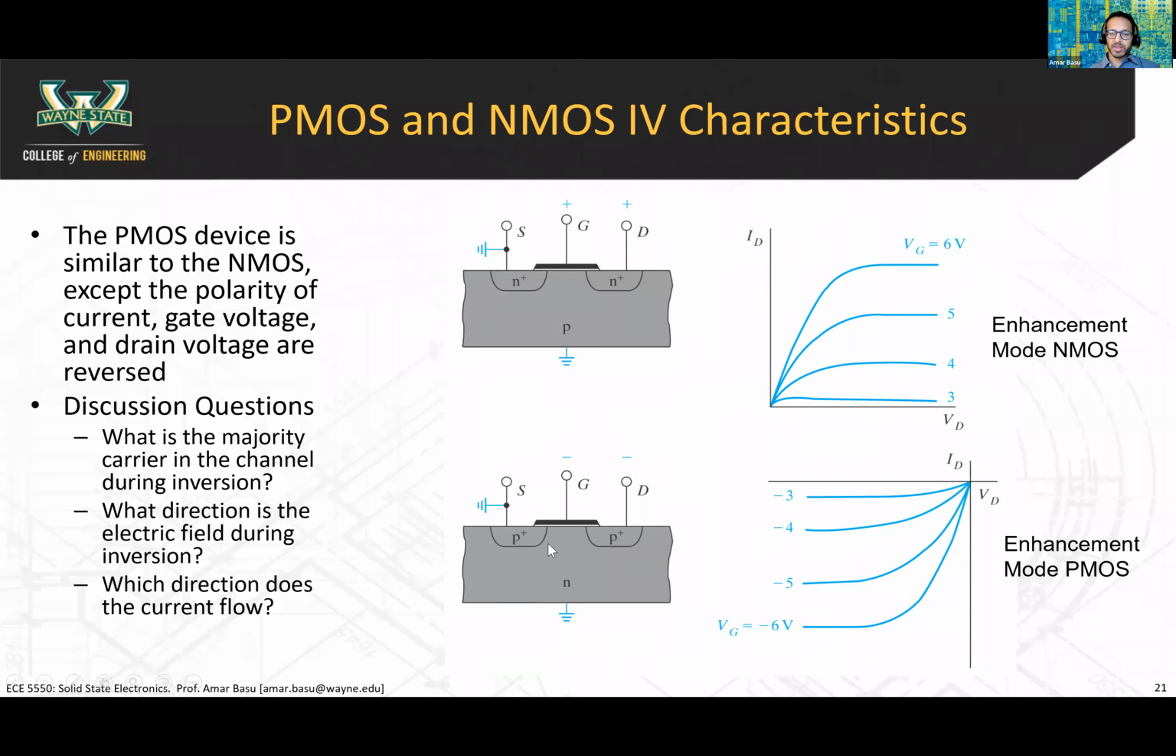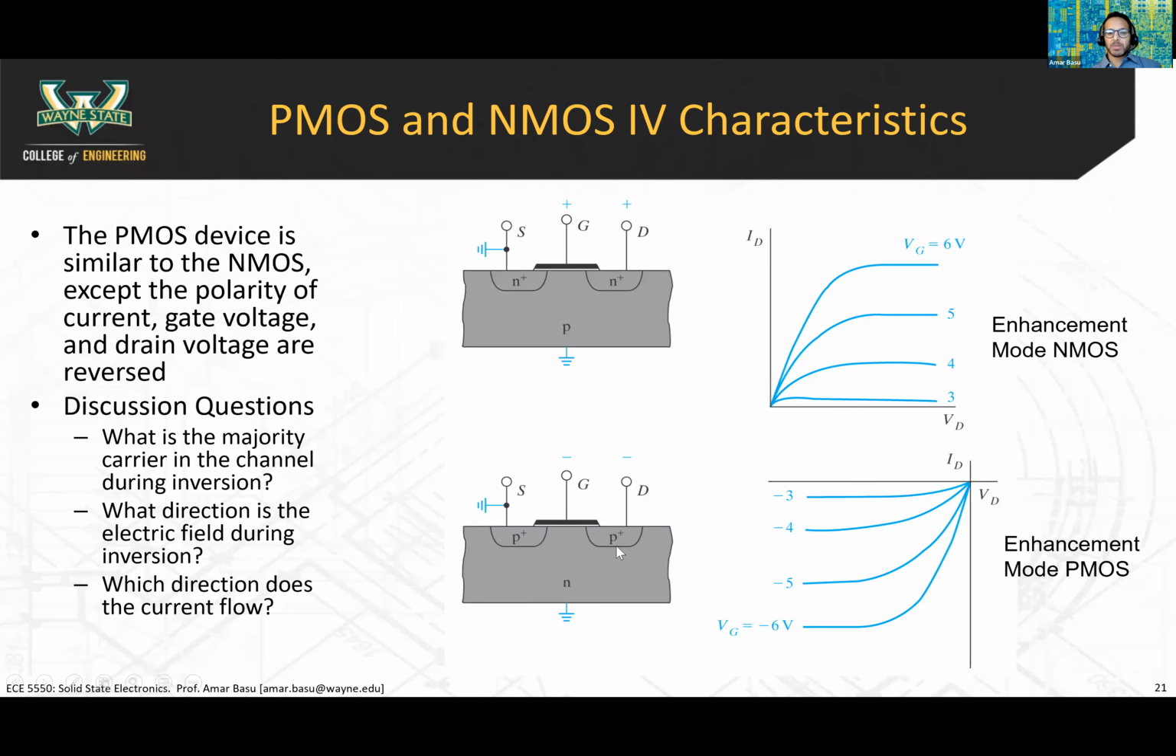In the PMOS device, it's the opposite. The source and drain are both P-type materials. The substrate is N-type. And so the inversion that happens is that you actually are creating an N-type channel. I'm sorry, you're creating a p-type channel between the source and the drain to connect the two p-type regions together.